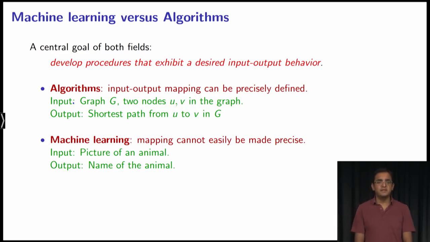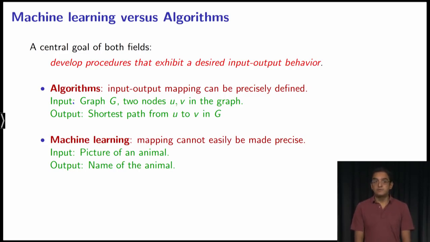Okay, machine learning versus algorithms. So in today's computer-driven world, two core technologies are machine learning and algorithms. What is the similarity or difference between these? Well, interestingly, it turns out that both fields have a common central goal, and that is to develop procedures, little pieces of code, that exhibit a desired input-output functionality.